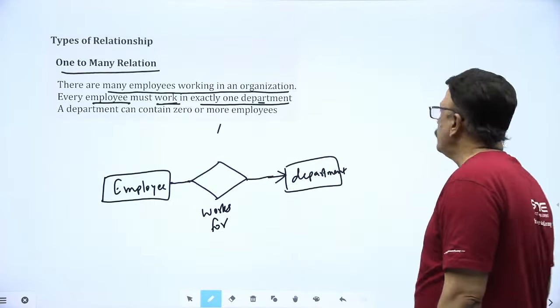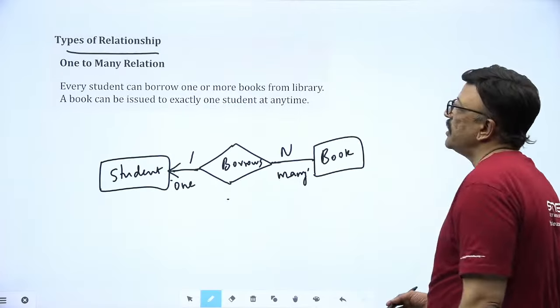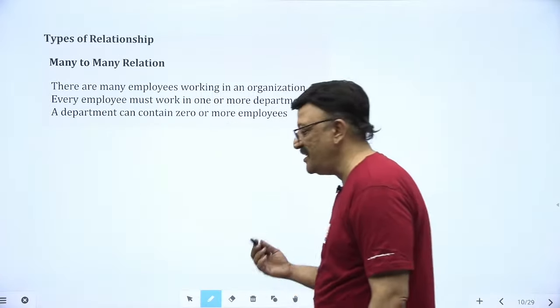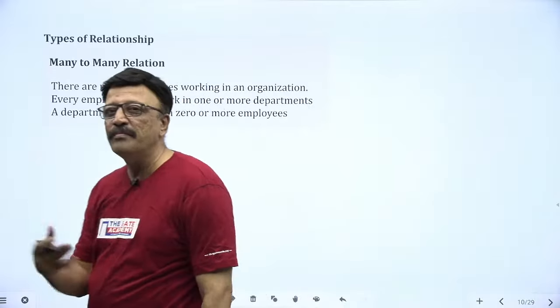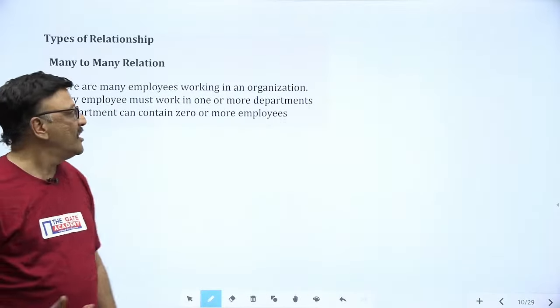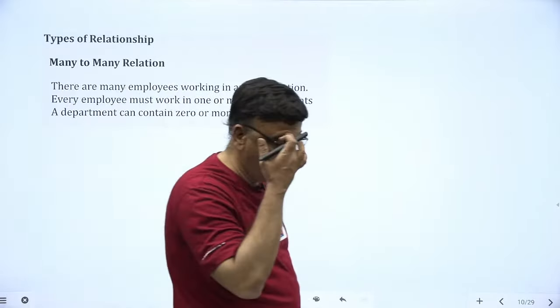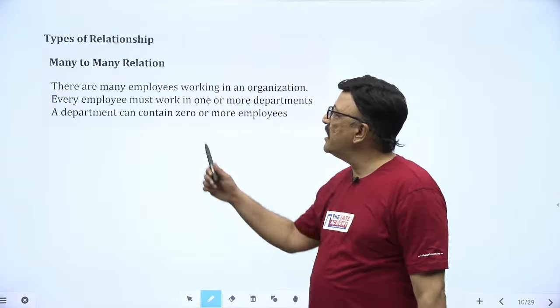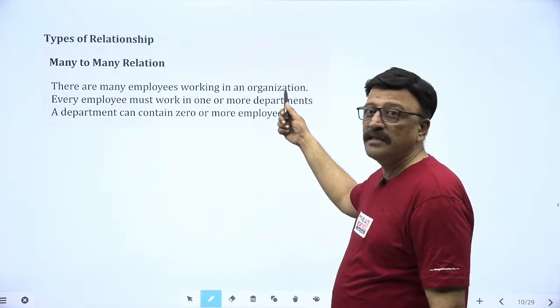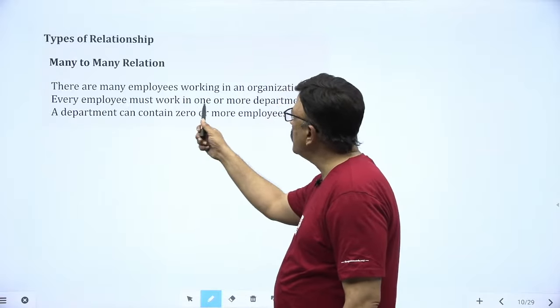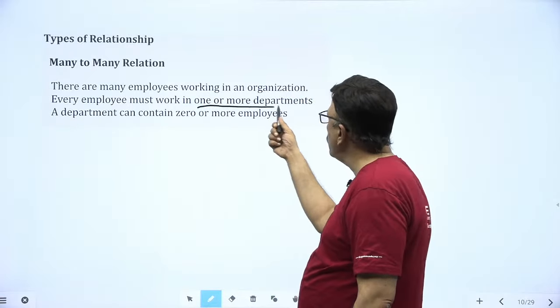Okay. So now let's go to another type of relation. The other type of relation is called many to many. This is very easy. Obviously, from the sentence you will understand. Look, I have modified the sentence a bit. The sentence is that there are many employees working in an organization, again, and every employee must work in one or more departments.